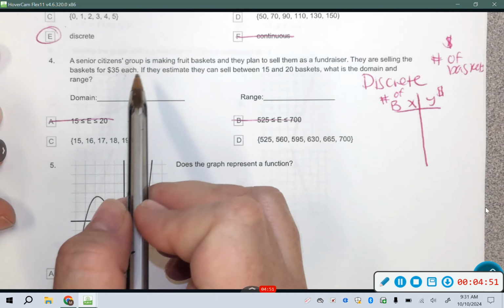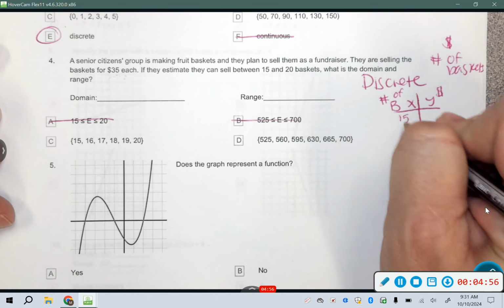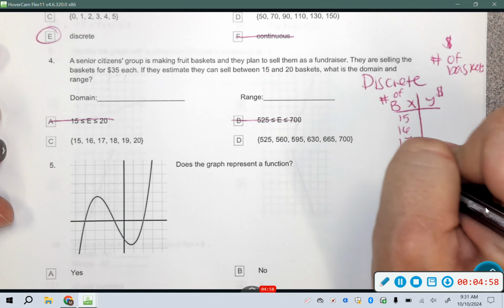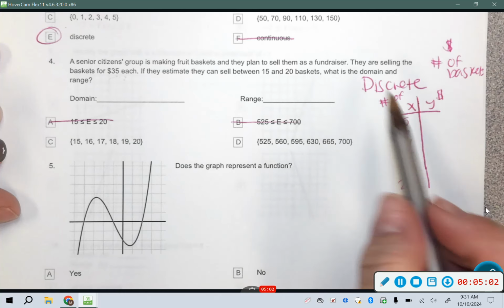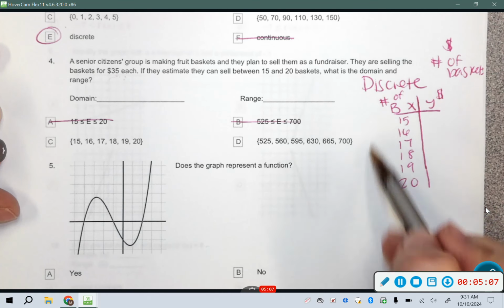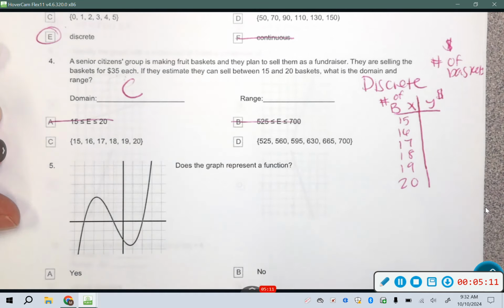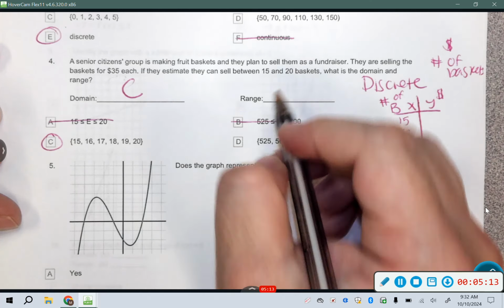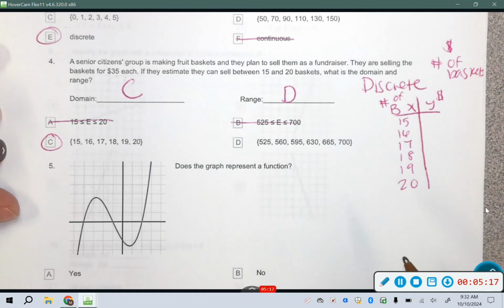Okay, so I'm going to keep reading. If they estimate they can sell between 15 and 20 baskets, that means I can sell 15, 16, 17, 18, 19, or 20. Then I need to know what is the domain and what is the range. Well, domain is my x values, and I already have that here. So domain is 15, 16, 17, 18, 19, 20. Therefore, D has to be my range, which I could come up with an equation, but I don't have any other options.